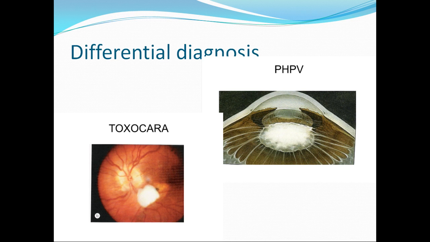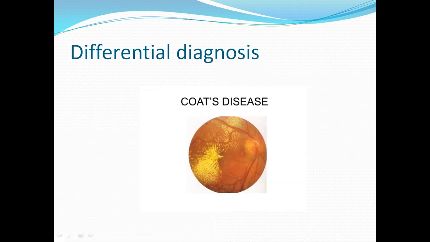In PHPV, that is persistent hypoplastic primary vitreous, also known as persistent fetal vasculature, the patient's classical presentation is that of leukocoria, microphthalmia and a cataract. Coats is almost always unilateral, more common in boys and tends to present later than RB.